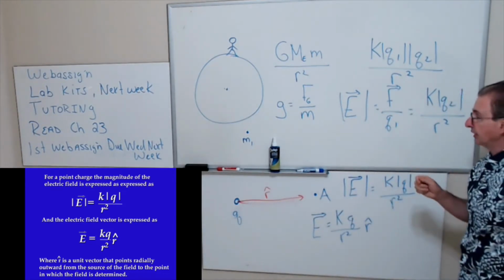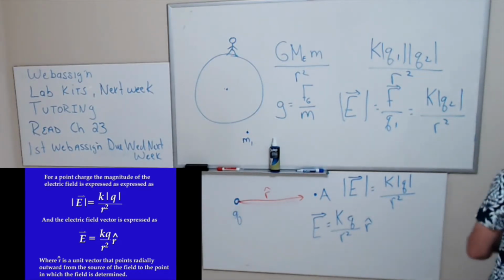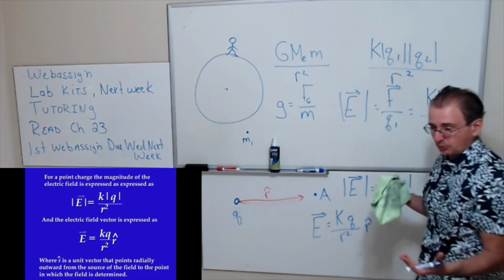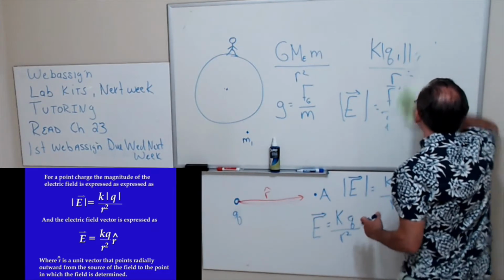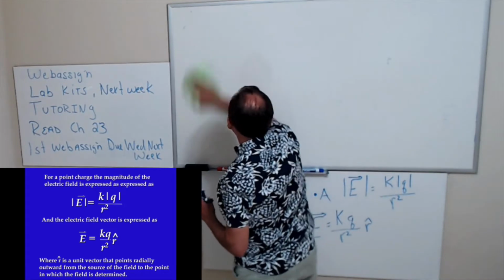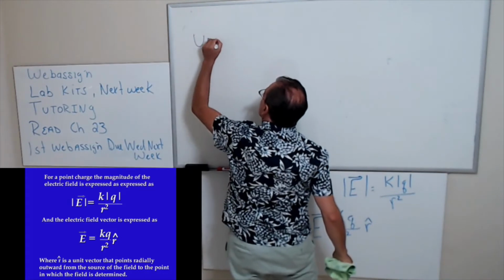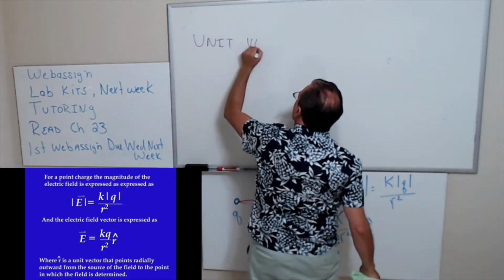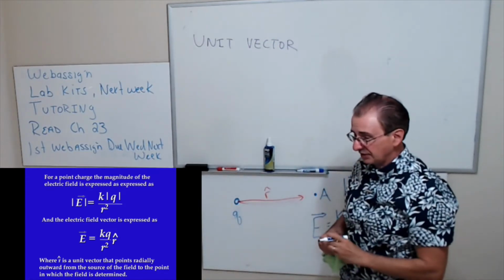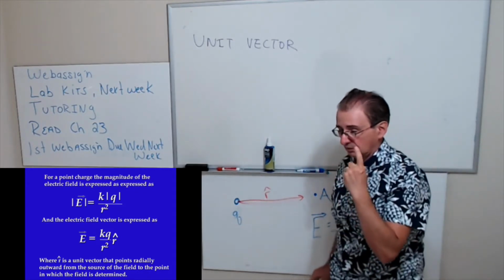I want to say a couple of things about the unit vector because some folks have trouble with this concept. So let me just say what a unit vector is, and how you would express it. This is a quick review. Basically, it's a vector whose length is 1.